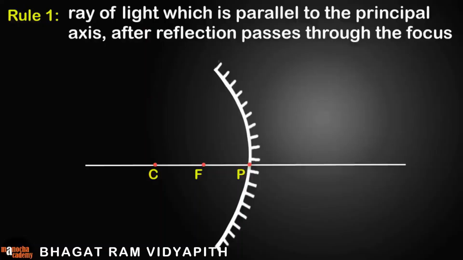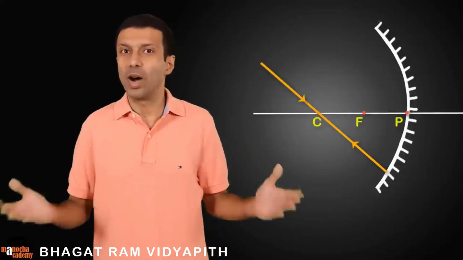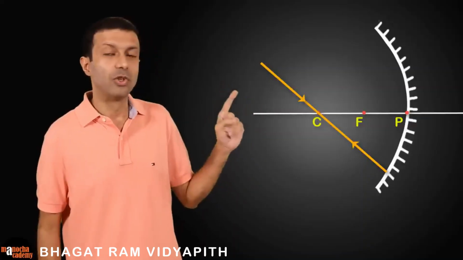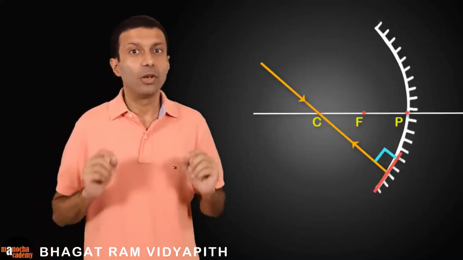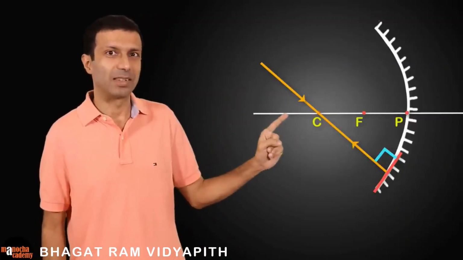Rule 1. A ray of light which is parallel to the principal axis after reflection passes through the focus. Rule 2. A ray of light passing through the center of curvature is reflected back along the same path. Do you know why? That's right. The ray of light falls normally, perpendicular to the mirror. That's why it's reflected back along the same path.